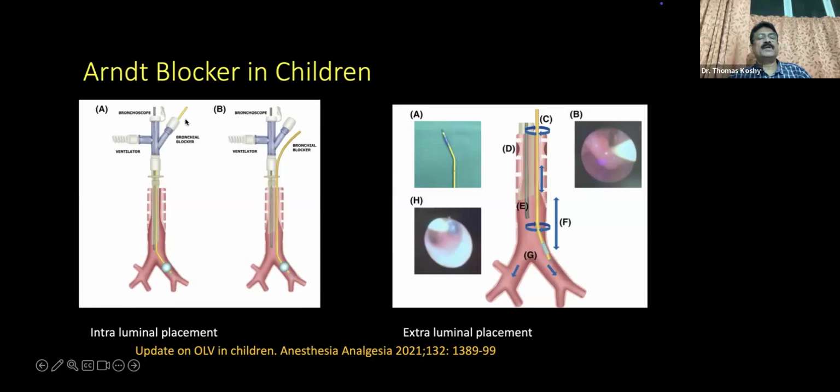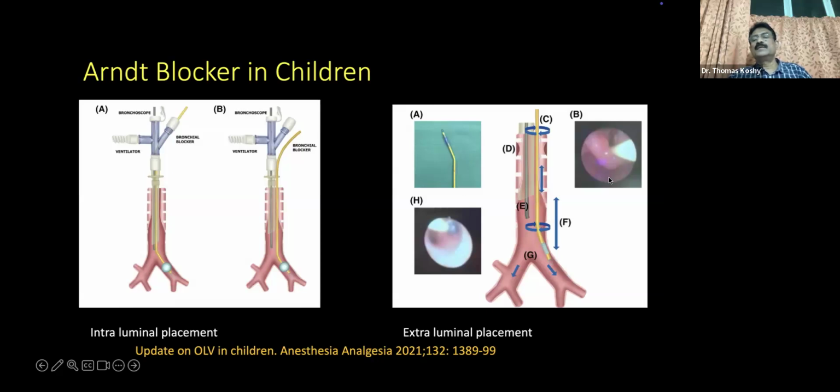This is the multi-port adapter I have just demonstrated. There is another method also. You can place this outside the endotracheal tube and check the position by introducing a pediatric FOB through the endotracheal tube. This is how it is put. You can read that. It's not difficult.